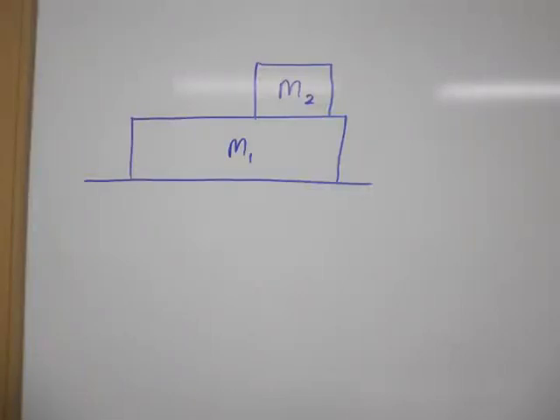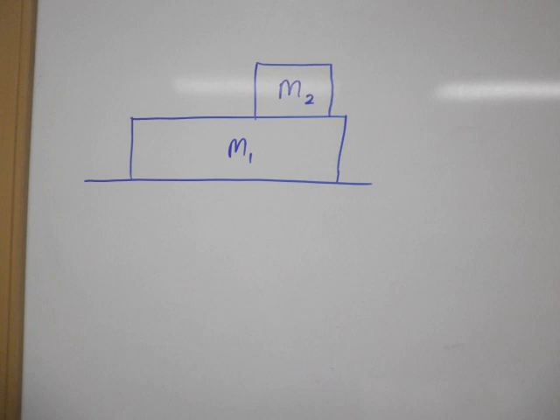In question 4 of tutorial 2, a slab of mass m1 of 40 kilograms rests on a frictionless floor, while another block m2 of 10 kilograms rests on top of the slab. The coefficients of static and kinetic friction are given, and the upper block is pulled by a horizontal force F.